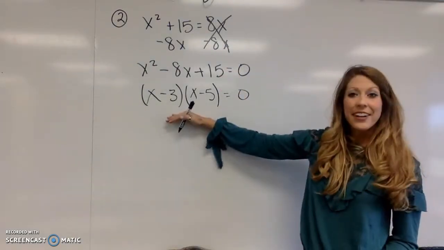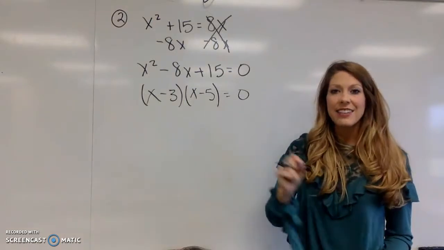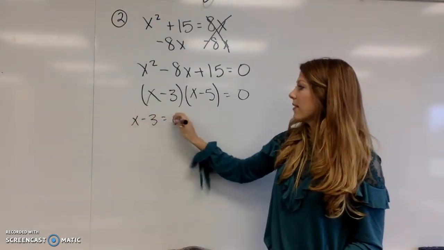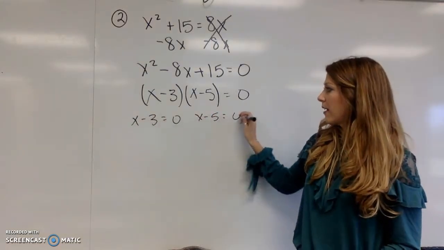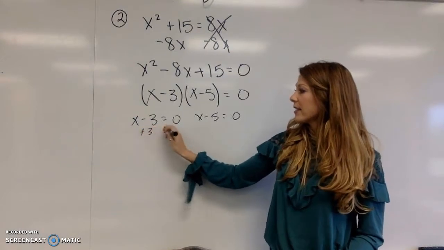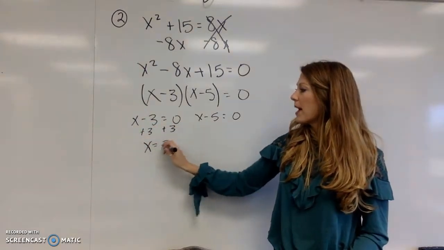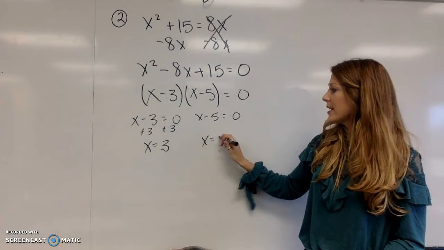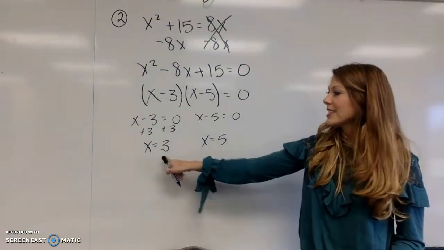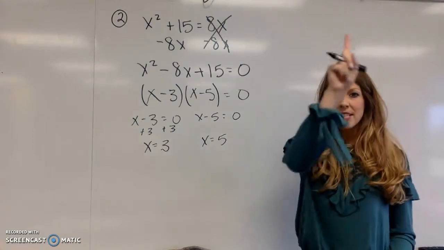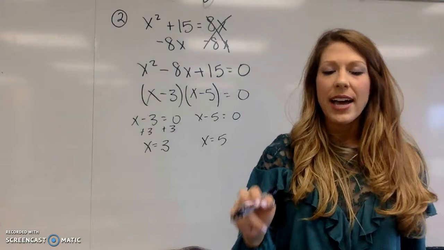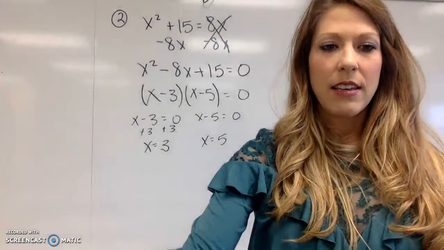So this is not our final answer. Our final answers are not negative 3 and negative 5. We still have to set them both equal to 0. So now that we set them both equal to 0, we add 3. So our answers are positive 3 and positive 5 when we add that 5 over to the other side. So two answers, x equals 3, x equals 5. That means your parabola is going to cross at positive 3 and positive 5 on the x-axis.